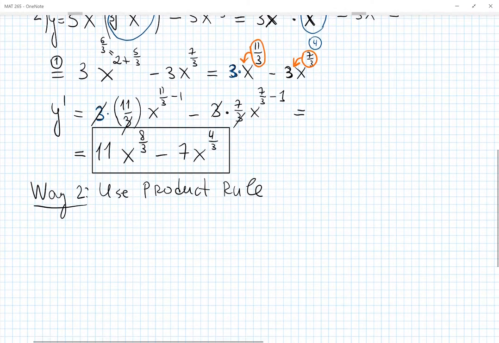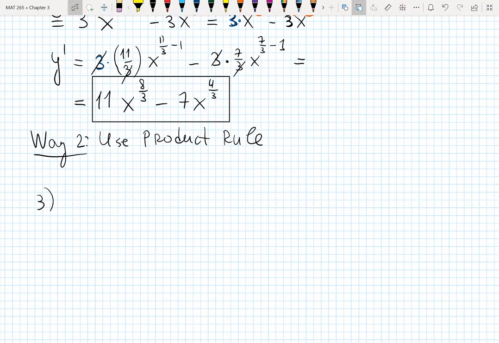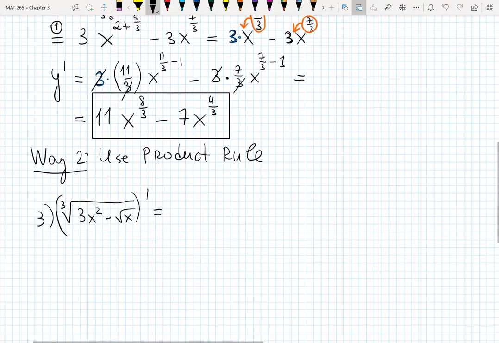Now, one more example is involving chain rule. What we can do with chain rule. So I see it's a cube root of 3x squared minus the square root of x. And I want you to differentiate this. Again, if you don't feel comfortable with radicals, all those roots, then rewrite them using the property I gave you on the right, number 4.